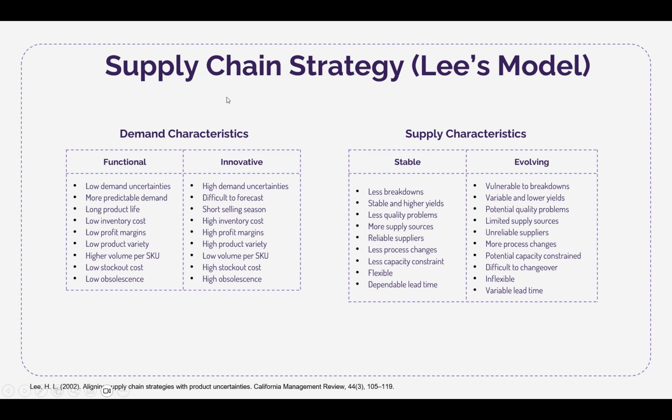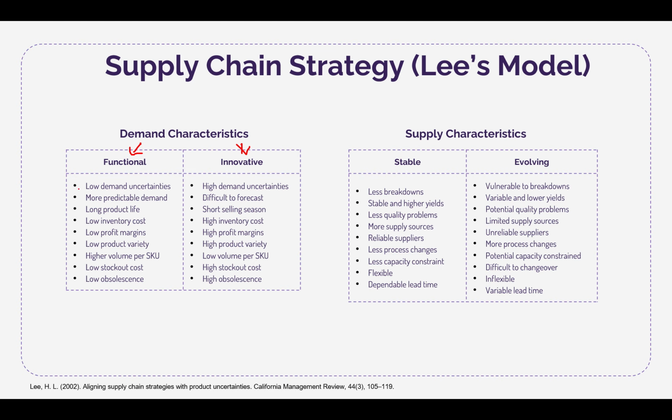Okay, this video explains supply chain strategy based on the Lee model. At first, we need to understand our demand characteristic and supply characteristic. There are two types of demand. The first is functional and innovative product.